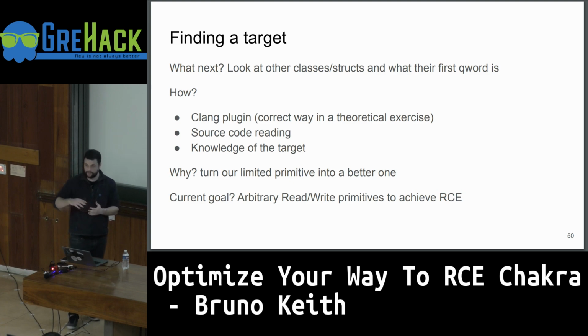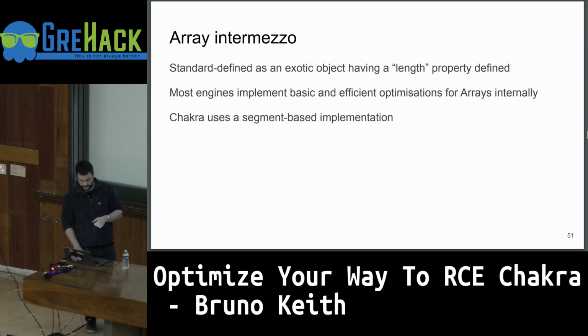And the current goal is that we want to achieve RCE, and in a JavaScript engine, or any target basically, that means achieving read-write primitives first. So we're going to be trying to turn a very limited primitive into an arbitrary read-write. Which brings us to our first intermezzo, talking about arrays.